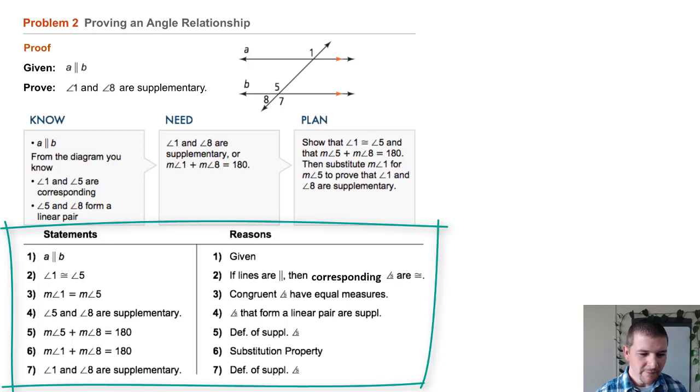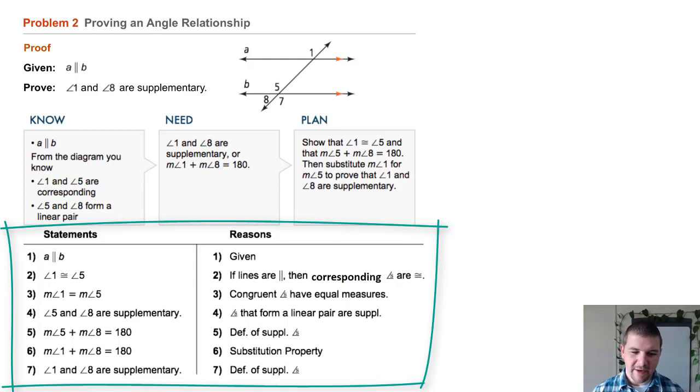All right, statement 4, angle 5 and angle 8 are supplementary. And we know that by reason 4, angles that form a linear pair are supplementary. And we can see that angles 5 and 8 do form a linear pair. Statement 5, the measure of angle 5 plus the measure of angle 8 equals 180. And that reason 5, that's just our definition of supplementary angles.